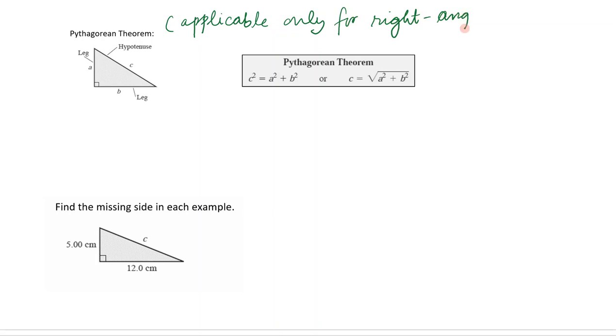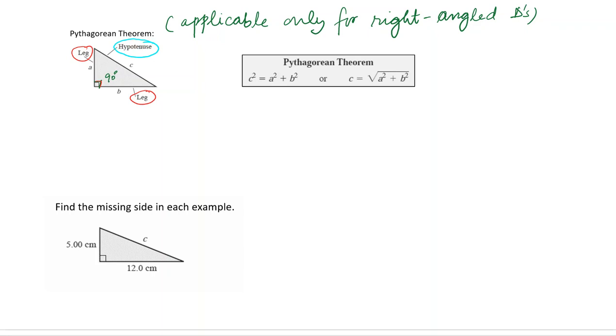Those are the triangles which have one angle of 90 degrees. So here we have a 90-degree angle, so it means in this triangle we can apply Pythagoras theorem. The two sides that enclose the 90-degree angle are called the legs of the triangle, and the longer side is called the hypotenuse of the triangle.